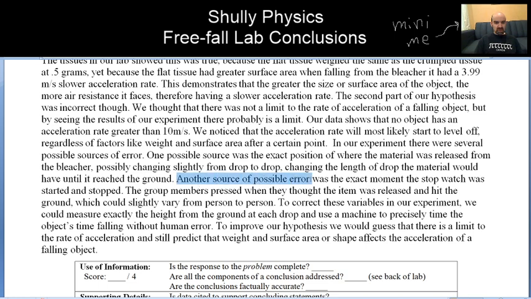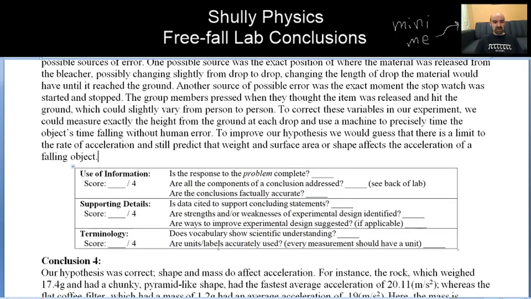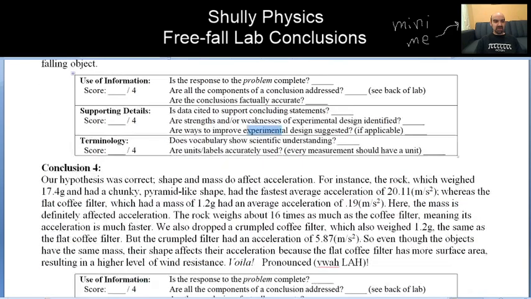All right, in this one, read through this one if you will. You can pause this if you want to. They start talking about sources of possible error. This may help you as you're writing yours. It's a good sample to think about the weaknesses of experimental design and how to improve it. Finally, conclusion 4.